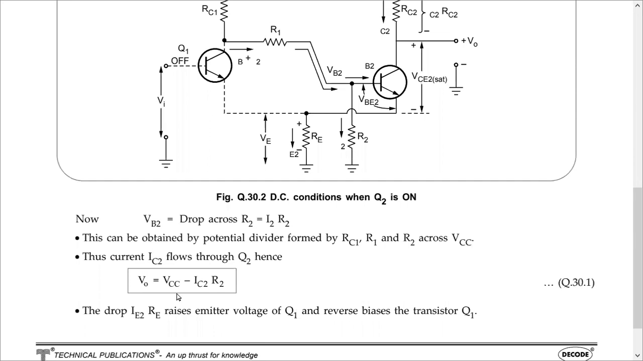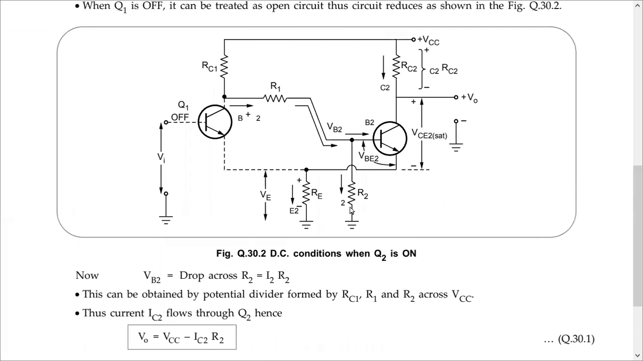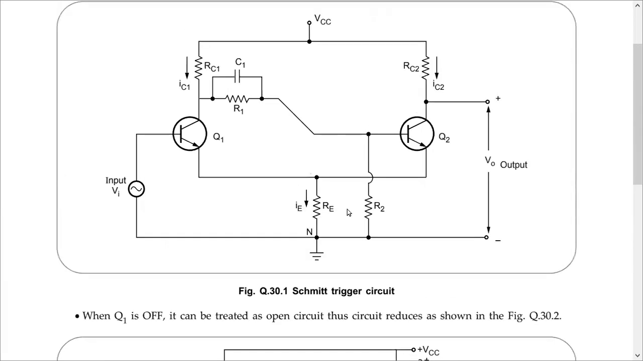Now we have discussed that the output is this expression. Throughout the past few classes, either the transistor is on or the transistor is off. When Q2 is on, we got V0 as this. So either V0 is this value, or the next case we have to consider is V0 when Q2 is off. Let us discuss that also.